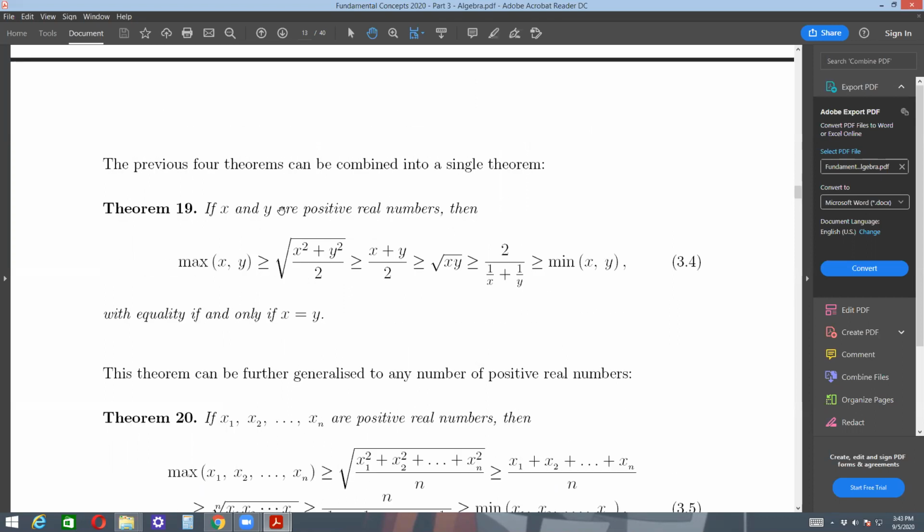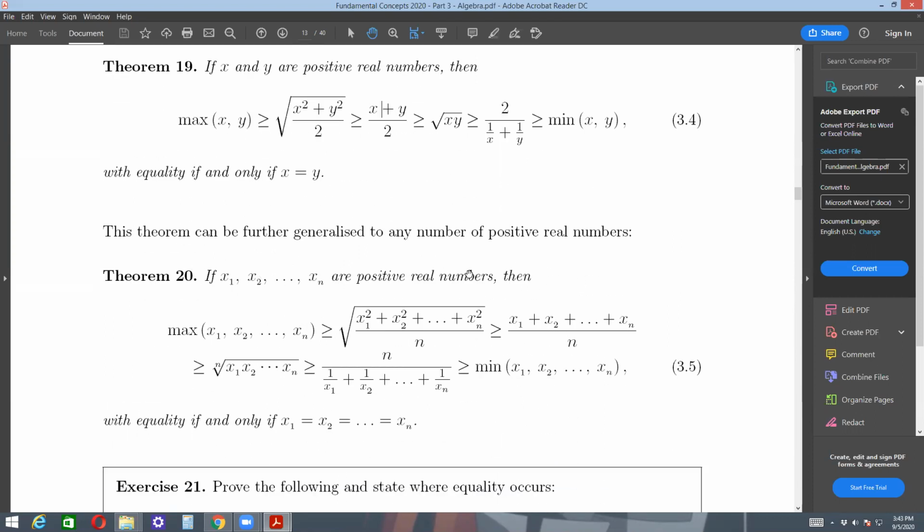Right, like I said, this is only for 2 variables. You can have any number of real numbers. So again, the maximum would be the biggest, then the quadratic mean would be this thing, the arithmetic mean would be this, the geometric mean is the nth root, right? And then the harmonic mean.